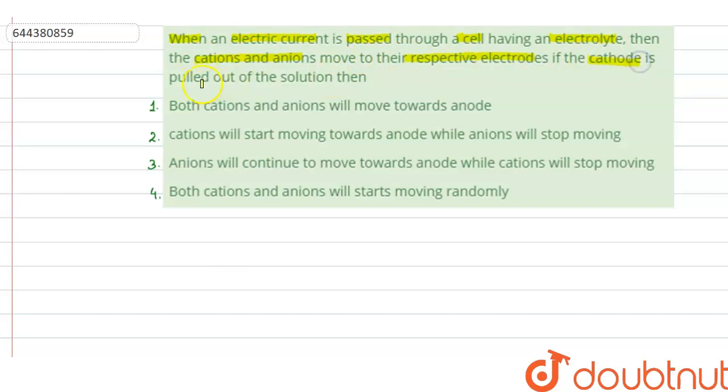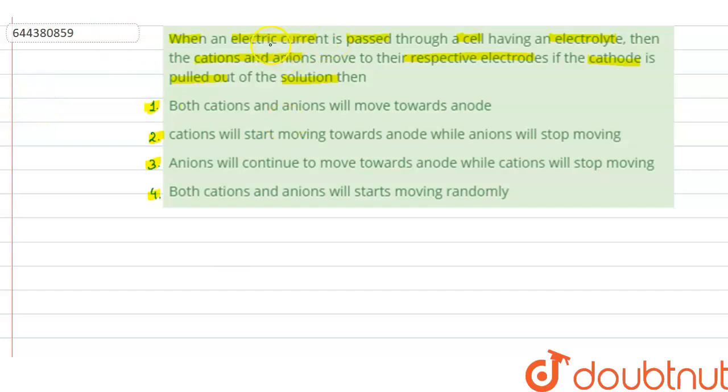If the cathode is pulled out of the solution, then option 1, both cations and anions will move towards anode. Option 2, cations will start moving towards anode while anions will stop moving. Option 3, anions will continue to move towards anode while cations will stop moving. And option 4, both cations and anions will start moving randomly.